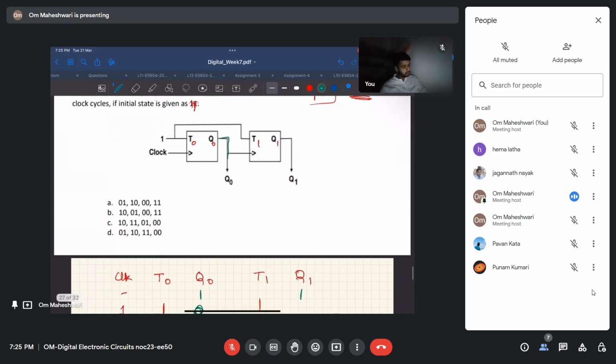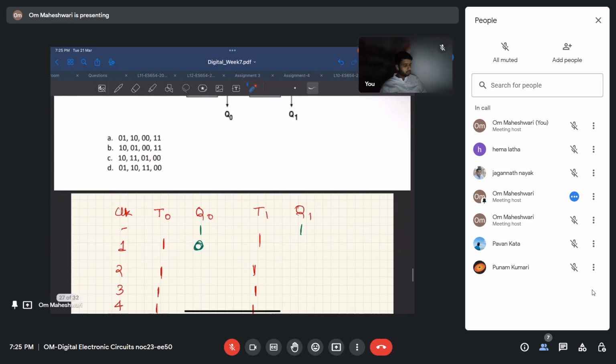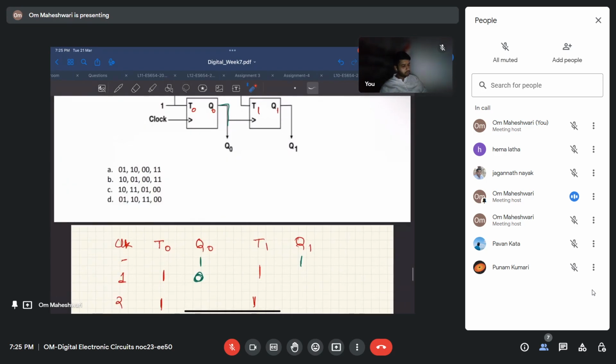Now the thing is, the clock here is not synchronous, right? So here this Q0 is being fed as clock to this, and these are all positive edge triggered. So when Q0 will go from 0 to 1, the T1 flip flop will trigger.